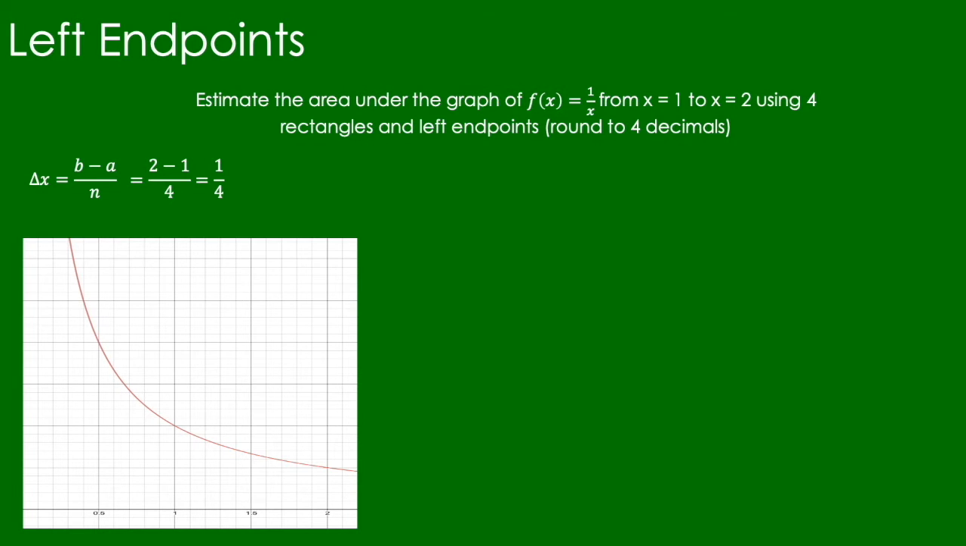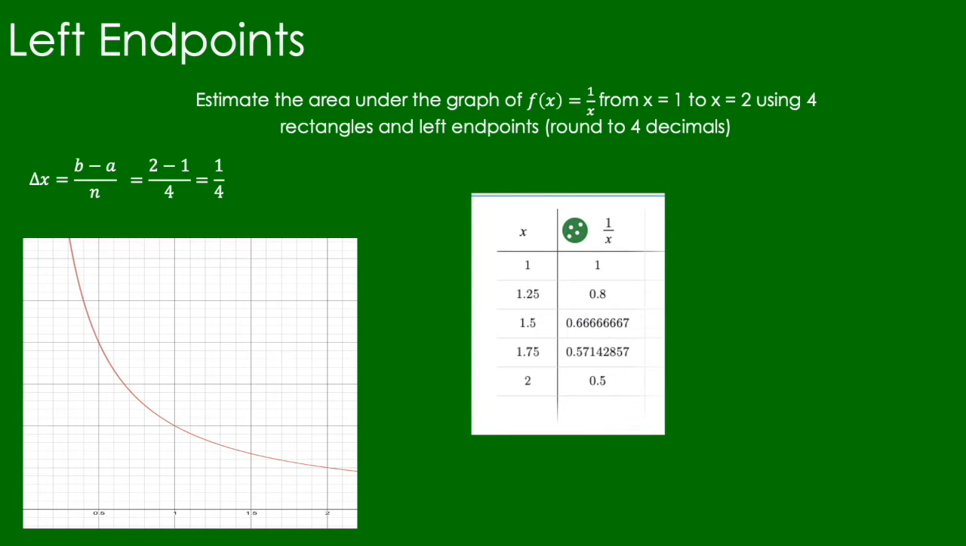Now that we have the width of each rectangle, we need to obtain the heights. The heights are going to be different. The heights always depend on which endpoint you're taking, left, right, or even midpoints. Let's first write out the possible values of x and their y values associated. So the possible values of x go from 1 to 2 by 1/4.